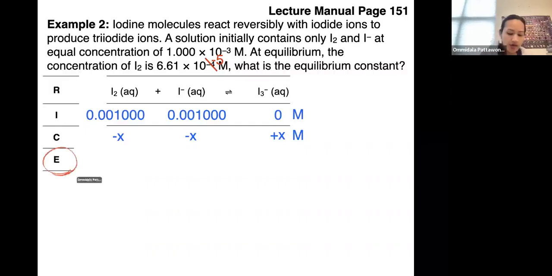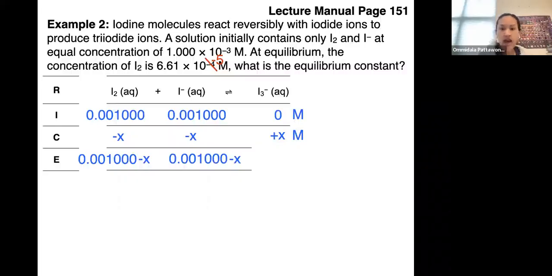Now for the equilibrium, you are going to add these two together. What you are going to obtain is 0.001 minus X for the first and second reactant, and then the product would be X molar.